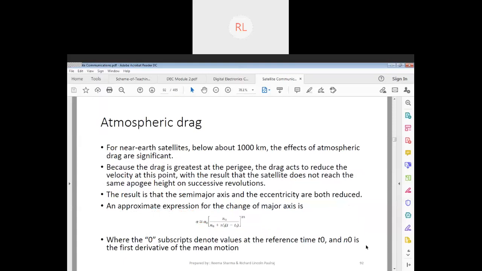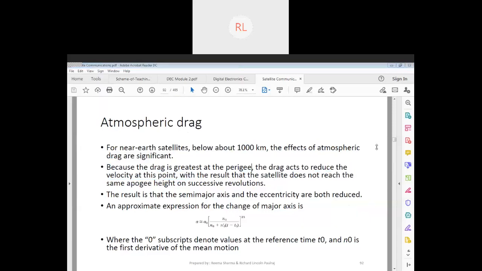Now, the important factor here is atmosphere. Remember, I spoke about the harsh atmosphere and the solar flares, the solar winds that can actually hamper your satellite. These satellites are prone to extreme weathers. Either it can be too hot or it can be too cold. Because of these extreme weathers, satellites are built in such a way that they can withstand all these effects. For those satellites which are near Earth, about 1000 kilometers, the effects of atmospheric drag is significant. Now, what is this drag? It is nothing but when the satellite is in movement, the friction that happens due to the atmosphere, called your atmospheric drag.